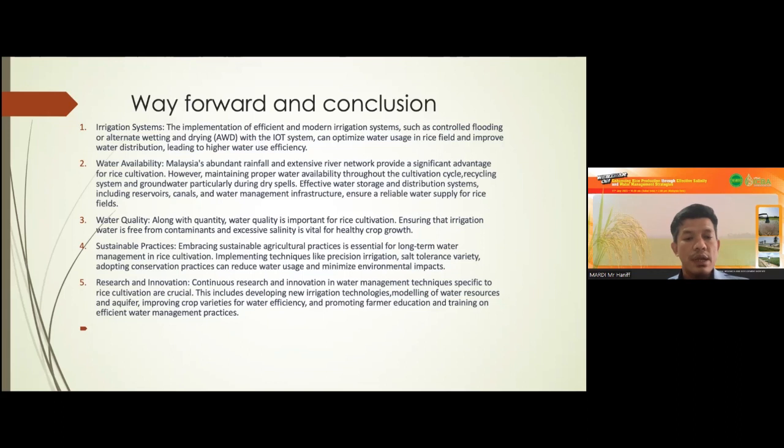For water quality, along with the quantity, water quality is important for rice cultivation. Ensuring that irrigation water is free from contaminants and excessive salinity is vital for healthy crop growth. And number four is sustainable practice, which is embracing sustainable agriculture practices, essential for long-term water management in rice cultivation. Implementing techniques like precision irrigation, salt-tolerant varieties, and adopting conservation practices can reduce water usage and minimize environmental impact. And last of all, research and innovation. Continued research and innovation in water management techniques specific to rice cultivation are crucial. This includes developing new irrigation techniques, modeling of water resources and aquifers, improving crop varieties for water efficiency, and promoting farmer education and training on efficient water management practices.